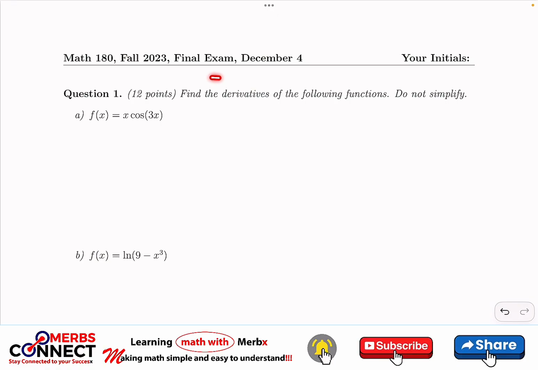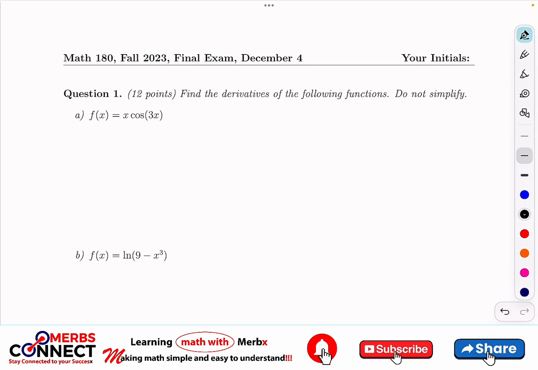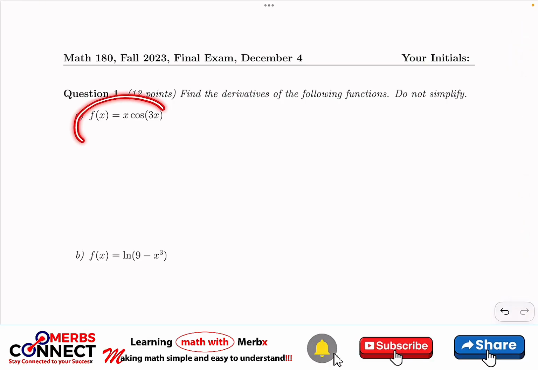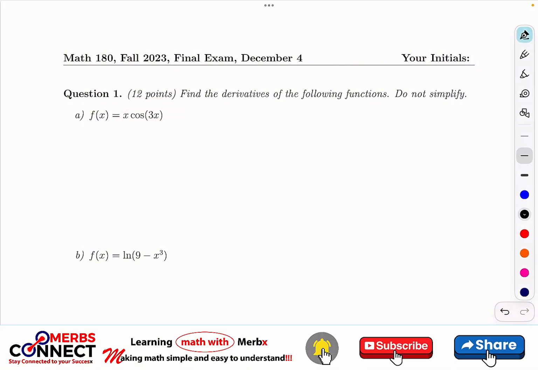Okay. So the first one is asking us to find the derivative of the following functions. Do not simplify. Okay. So now what are we going to do with this function here? We can see that we have two functions here. So this is good for us to use the product rule, right?